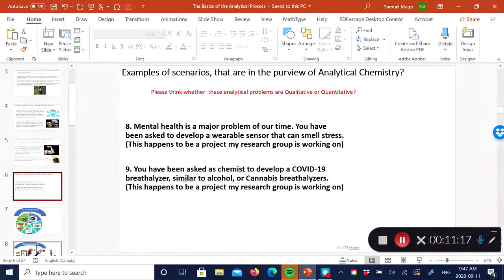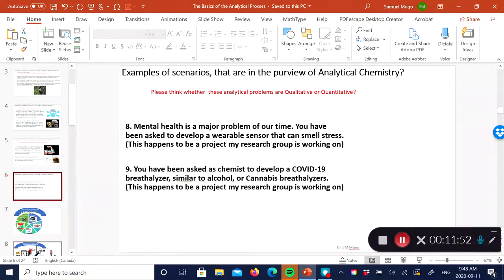Maybe another scenario that would interest those of you in psychology or interested in clinical medicine or clinical diagnostics. Mental health is a major problem of our time. You've been asked to develop a wearable sensor that can smell stress. And of course, I took this from my research group. We do work on making wearable sensors for smelling the mood, for smelling stress, and it's possible to do that.